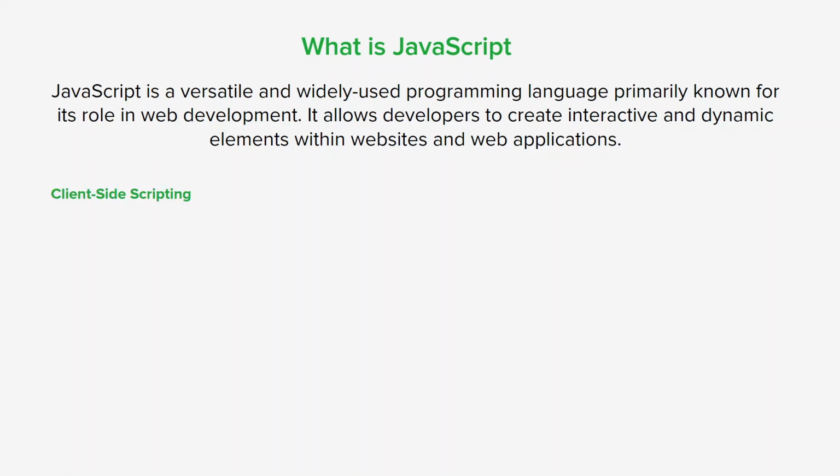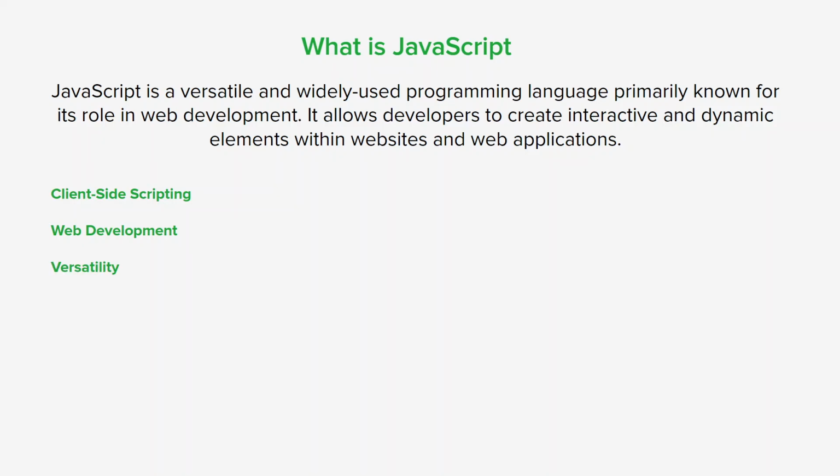Some key points about JavaScript. First thing is client-side scripting. JavaScript is primarily used for client-side scripting, which basically means it's executed within the user's browser. This enables the creation of interactive features like form validation, animations, and updating content without requiring communication with the web server. JavaScript is a really fundamental part of modern web development because it's used to enhance user experience by creating responsive designs and building complex web applications as well.